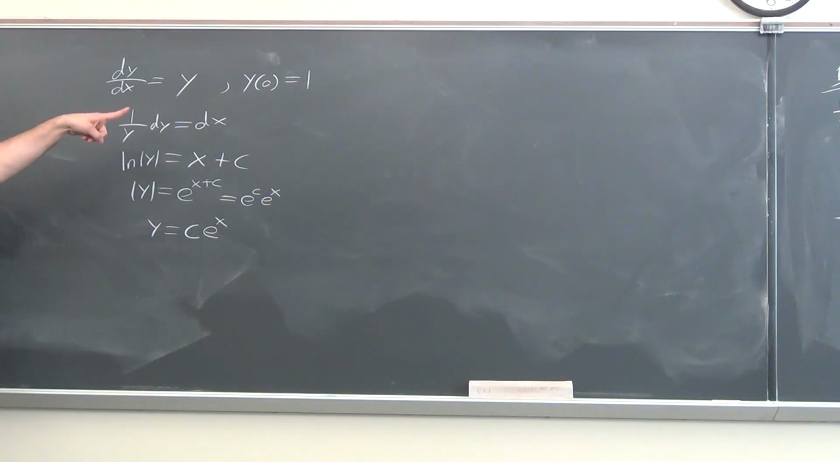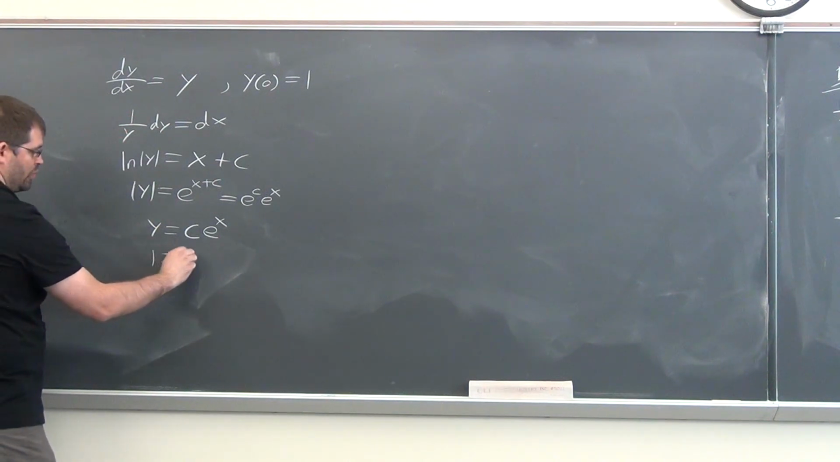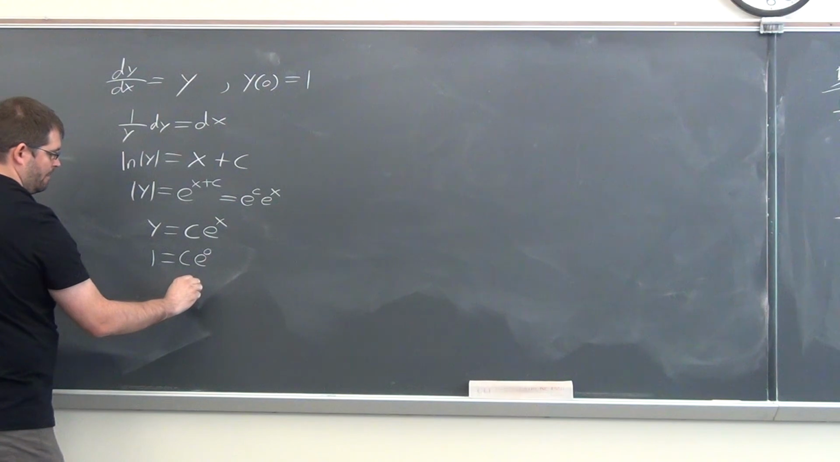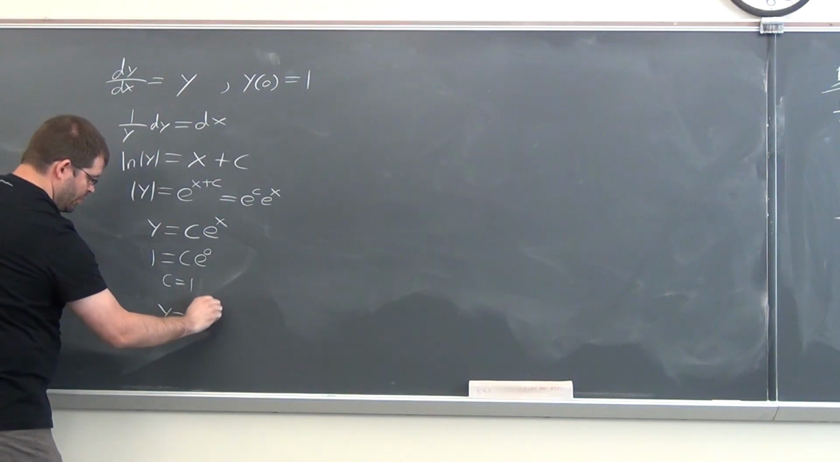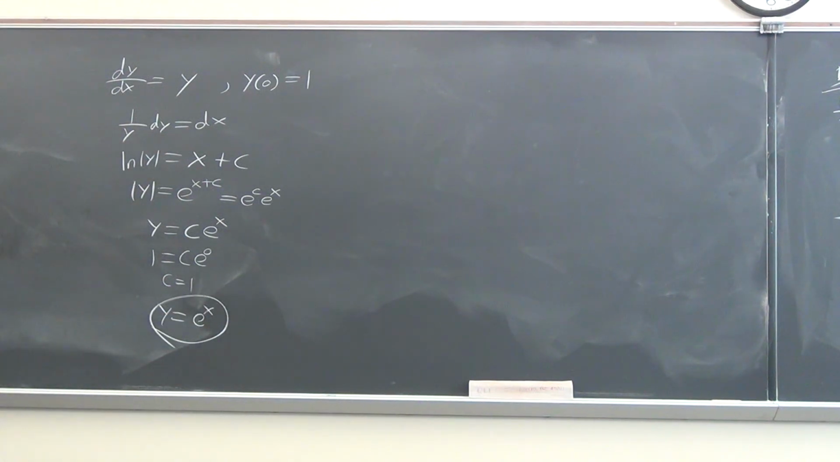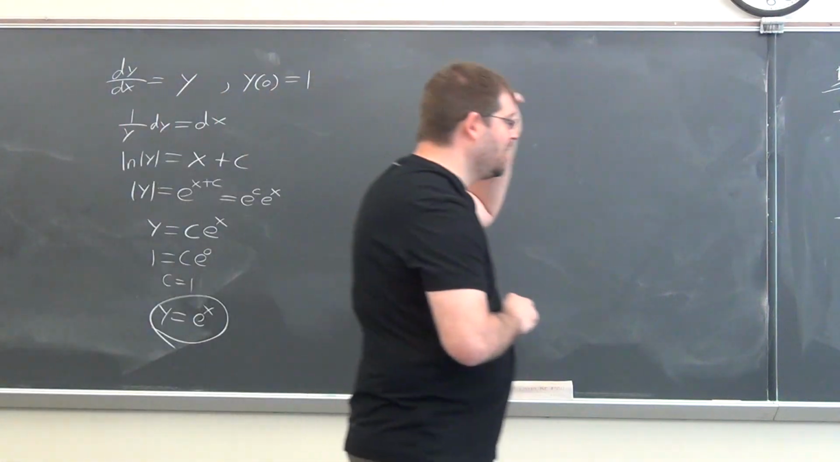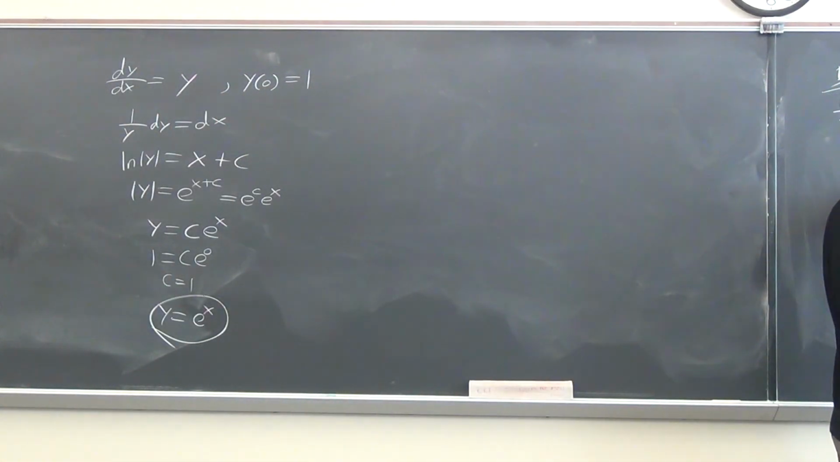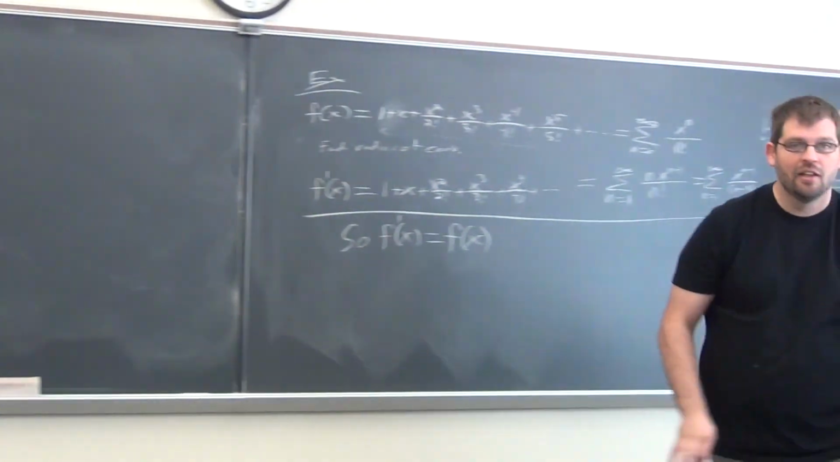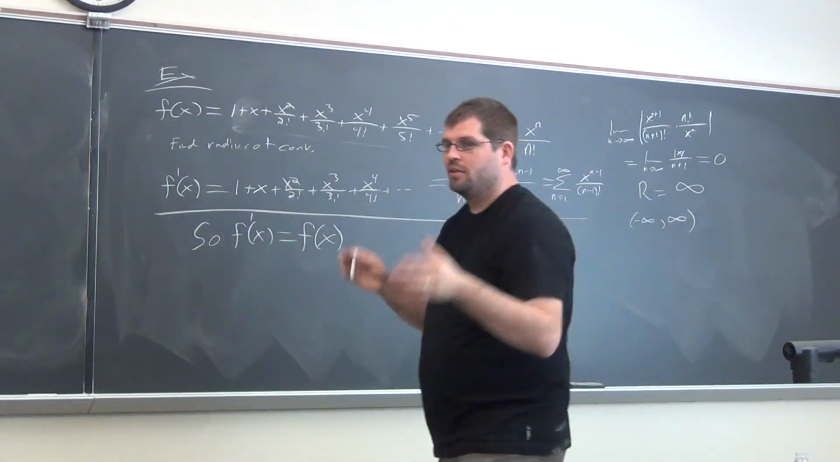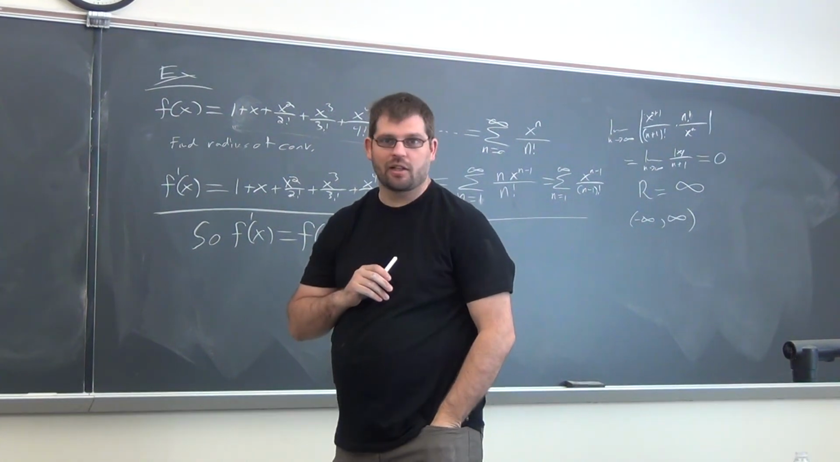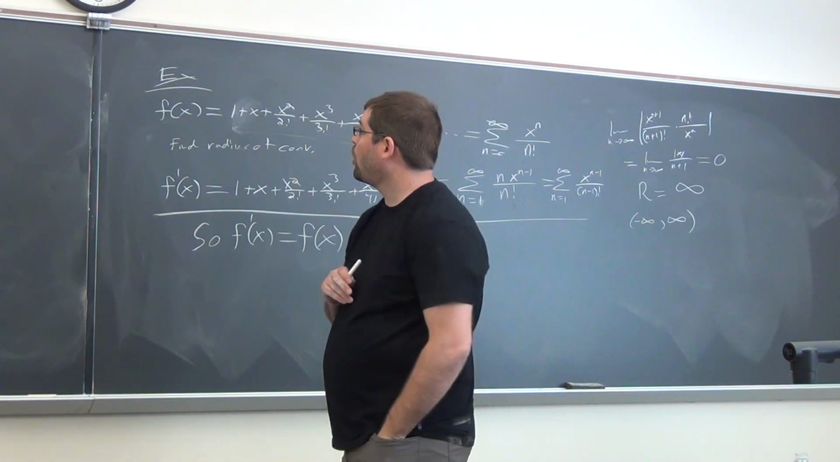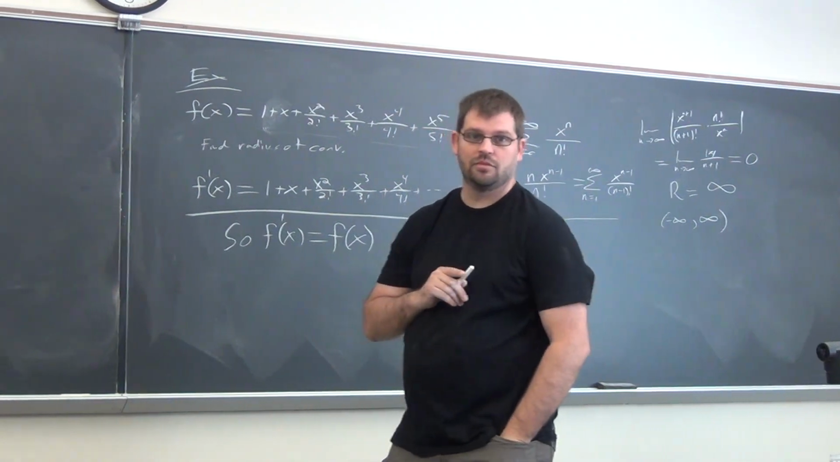And then if we plug in 0 and 1, we get a c of 1. And so we end up with our function must have been e to the x. Makes sense? So this series that we just wrote down over here is the series that represents e to the x. We'll use that in the next section. We're going to start building up other examples of functions whose series we recognize. Does that make sense? Okay, well let's stop there.